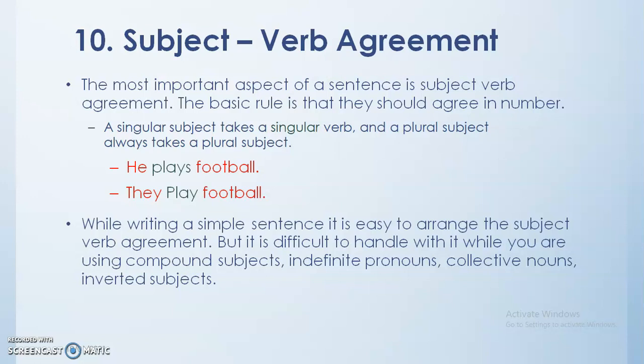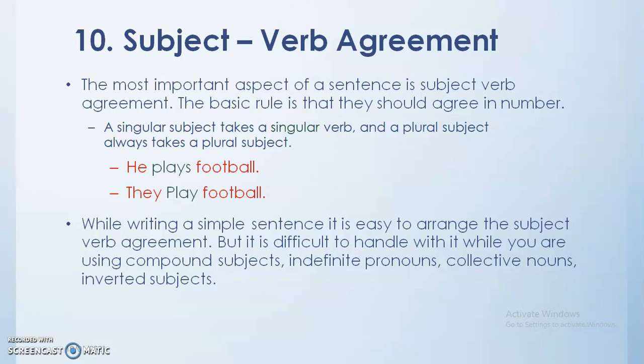For example, if we are using a singular subject, we have to use a singular verb in that sentence. If we are using a plural subject, we have to use a plural verb. A singular subject takes a singular verb and a plural subject always takes a plural verb. There are two examples given in the slide. He is a singular subject, so we have to use plays, which is a singular verb. So he plays football. When we use they, a plural, instead of he, the verb becomes play instead of plays.